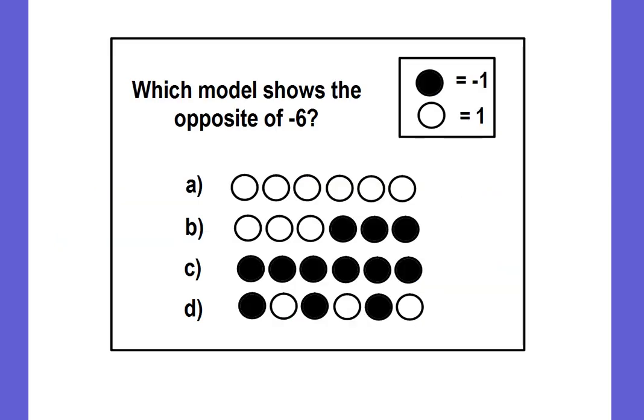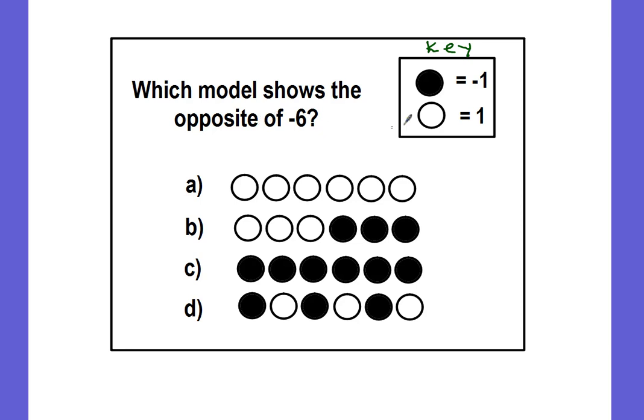Okay, last one. Which model shows the opposite of a negative 6? Okay, so we have a model, and there is a key that goes with the model. Here's your key over here. You always want to look for the keys. And the key tells us that if it's a filled-in solid circle, it's a negative 1. And empty circles represent a positive 1. We want to know which is the opposite of negative 6. So do you know what the opposite of negative 6 is?